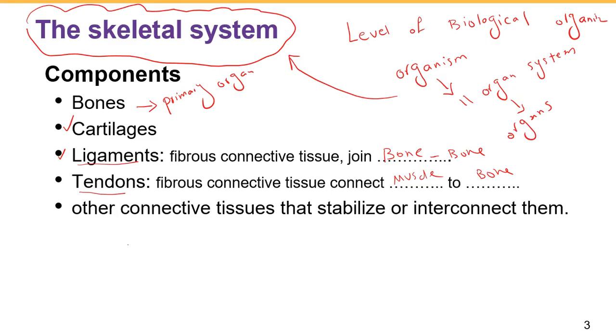Also, we can add joints to this system. Joints are the places where two or more bones meet, and they allow movement, like your knee joint, your shoulder joint, your elbow joint. So together, these structures form the framework that supports and protects your body, which is called the skeletal system.